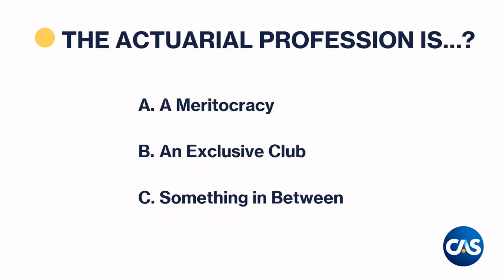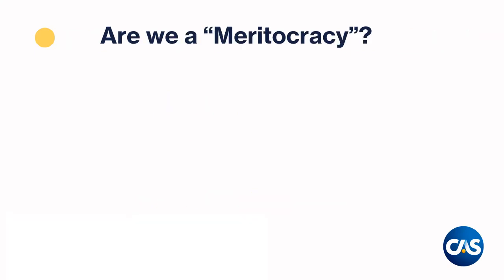Now let's move on to our second most commonly asked question. The actuarial profession is A, a meritocracy, B, an exclusive club, or C, something in between. When we talk about diversity efforts with members, the concept of meritocracy is often brought up. People say, we're a meritocracy, so all that you have to do is work hard, study, pass exams, and you can be an actuary. So all this extra effort we're doing around diversity is not necessary because the people who deserve it get in.